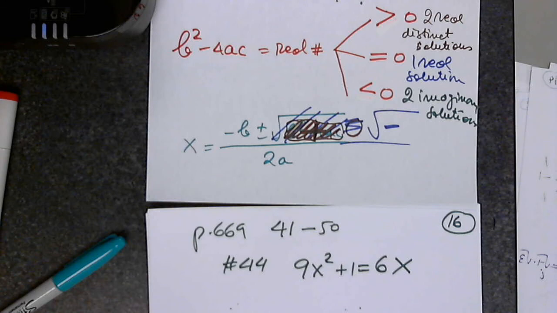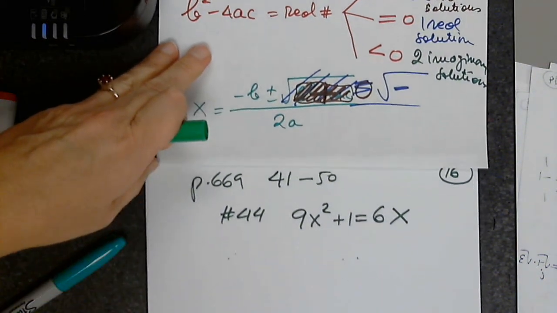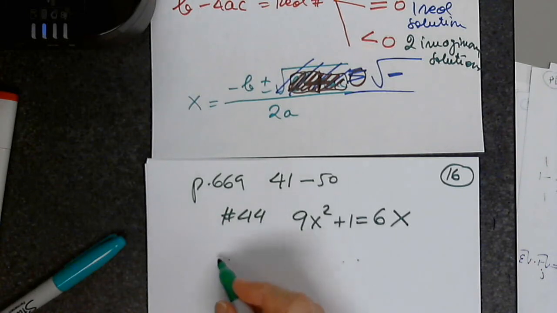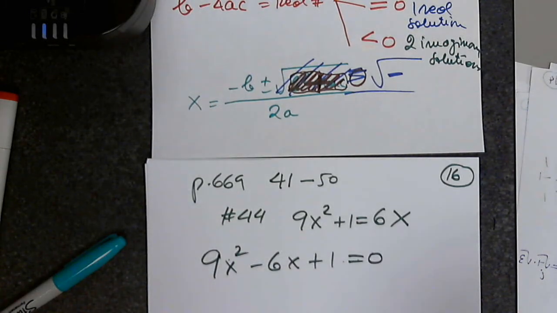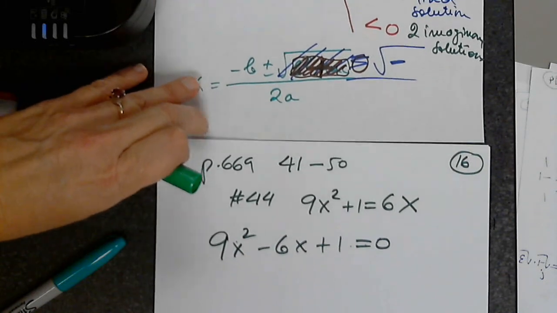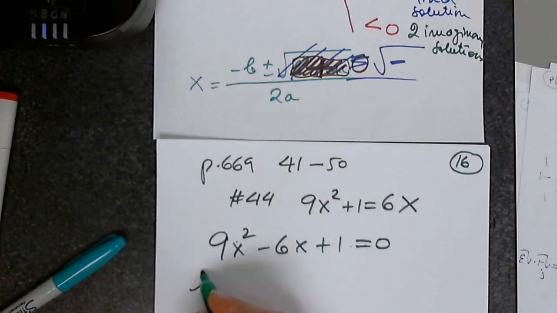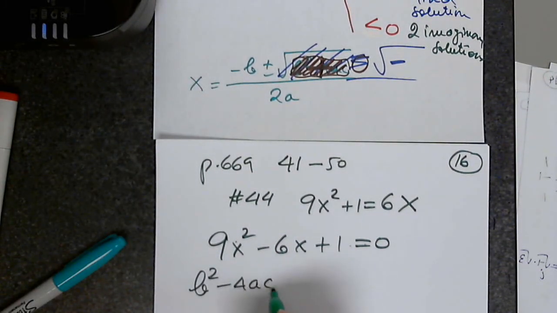What would be my first step? What do I have to do first? Subtract 6x. Thank you. I have to subtract 6x, and not just that, I have to subtract it and put it in the correct order. 9x squared minus 6x plus 1 equals 0. Excellent. Now I will have to calculate b squared minus 4ac.